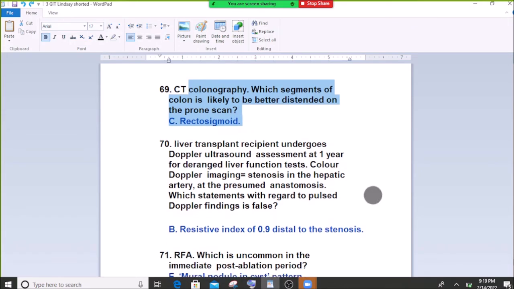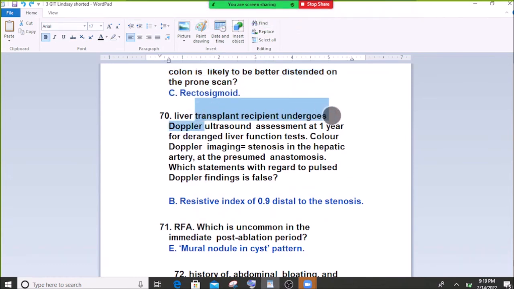Question number 70. Liver transplant recipients undergo Doppler ultrasound assessment at 1 year for abnormal liver function test. Color Doppler imaging shows stenosis in the hepatic artery and that is presumed as stenosis. This statement in regard to pulse Doppler findings is false.